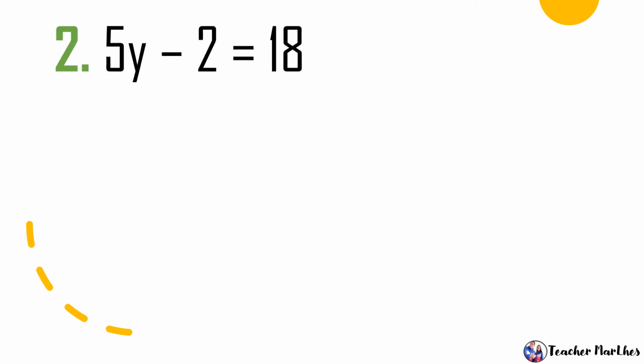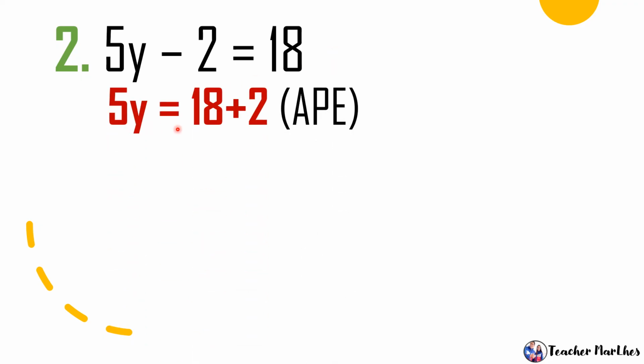Number 2, 5y minus 2 equals 18. So, para ma-isolate yung 5y, gagamit tayo ng addition property of equality. So, yung negative 2, mapupunta siya dito sa right side. So, from negative 2, magiging siyang positive 2 or plus 2. So, we have 5y equals 18 plus 2 using the addition property of equality. So, we have 5y equals 20. 18 plus 2 is equal to 20.